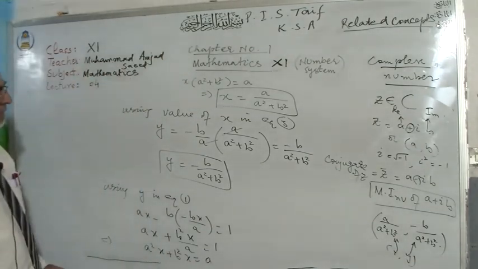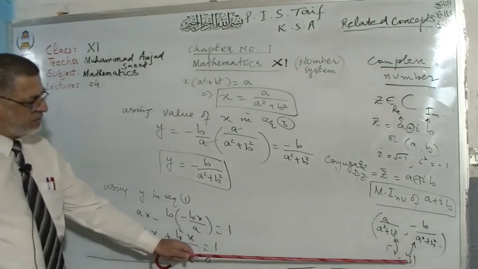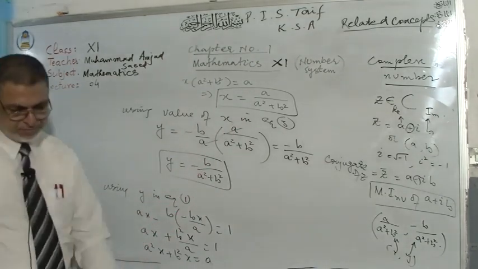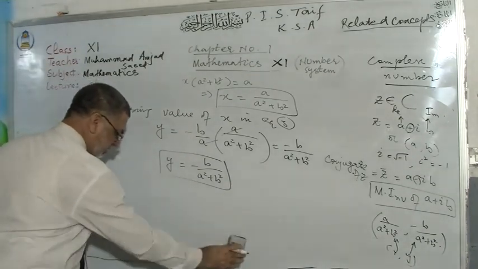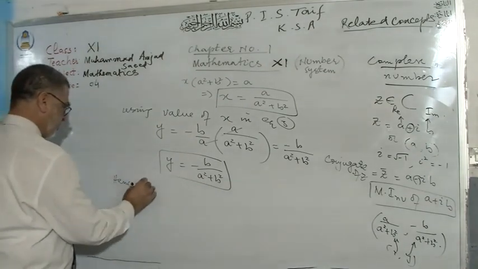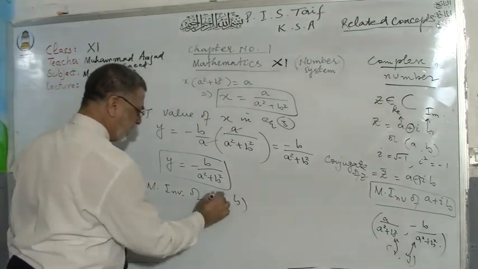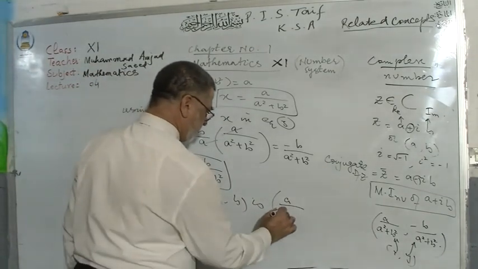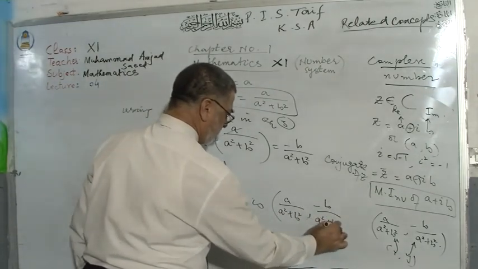Dear students, check that. What is the value of x? a over a square plus b square. And what is the value of y? Minus b over a square plus b square. So from here, hence the multiplicative inverse of (a, b) is a over a square plus b square, minus b over a square plus b square.